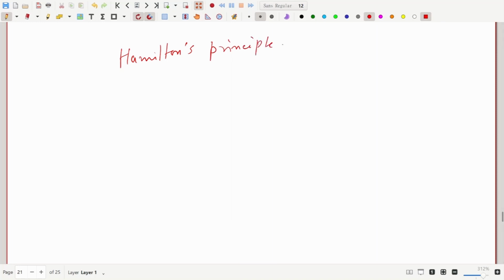Again, the second part of Hamilton's principle. We know the action. It was defined as the integral from initial time to final time of the Lagrangian, which is a function of qi, qi dot, and t.